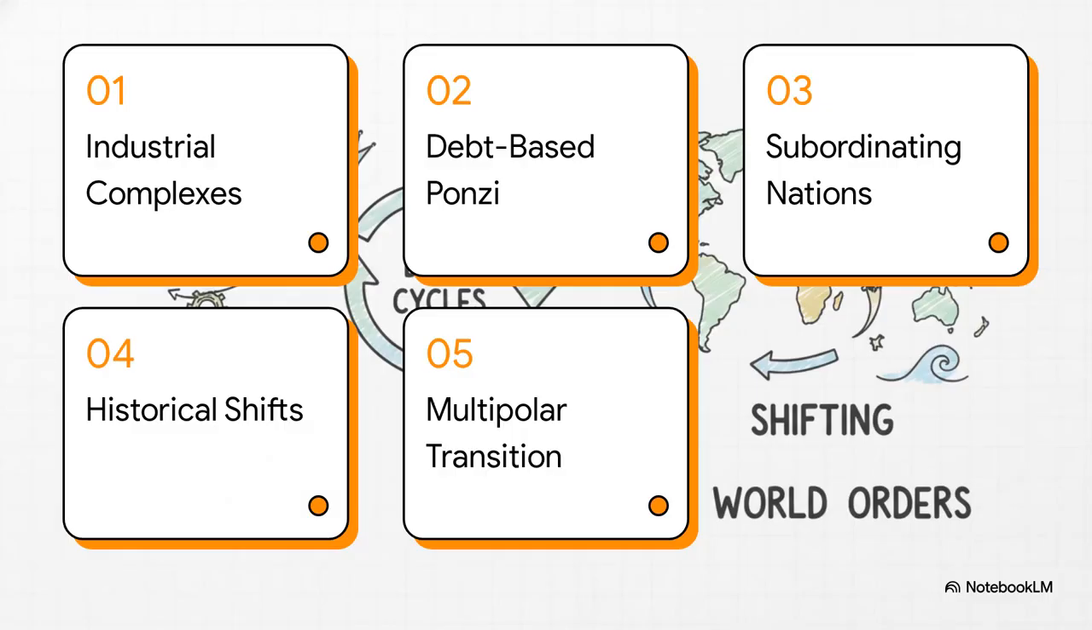Here's a quick roadmap of what we're covering today. 1. The three industrial complexes. 2. The debt-based Ponzi scheme. 3. Subordinating sovereign nations. 4. Historical empire shifts. And finally, 5. The multipolar transition. Let's jump right in.